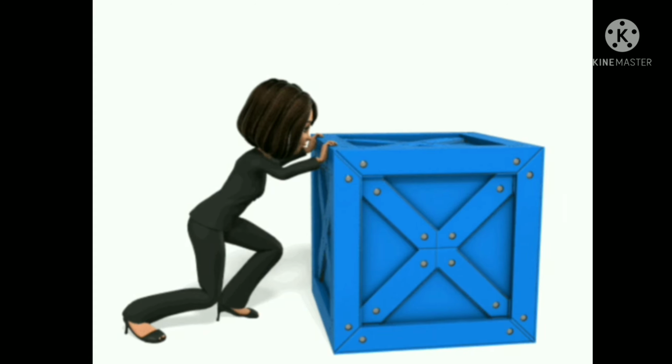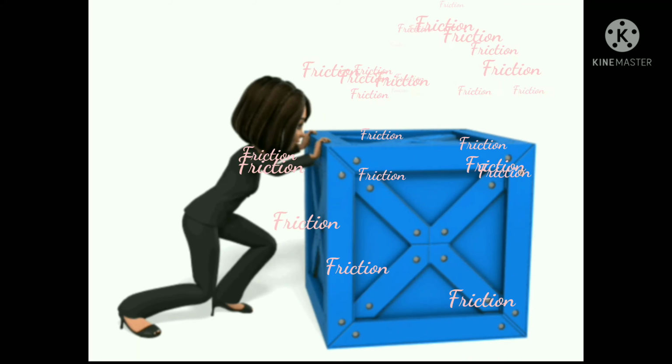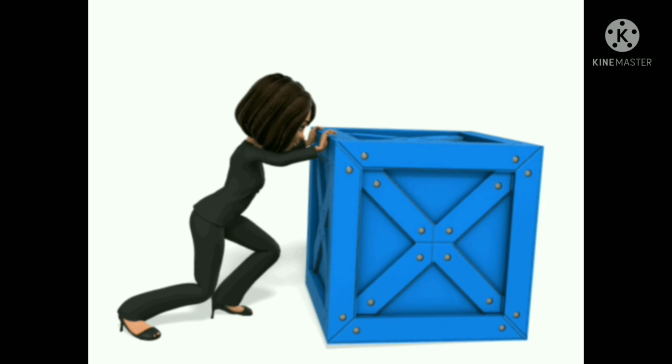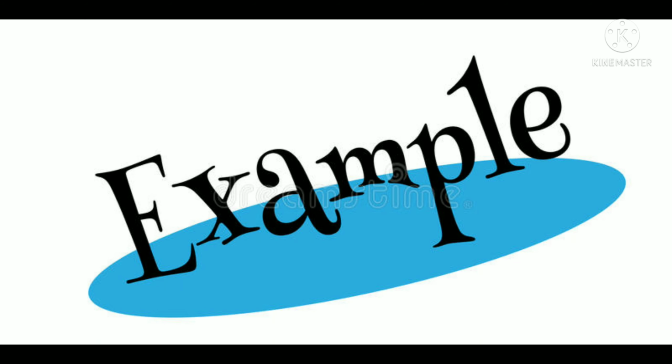This natural force between the floor and the bottom of the box which opposes the motion of the box on the floor is friction. So the force of friction acts opposite to the direction in which an object moves. For example, a ball rolling along the ground gradually slows down and finally comes to rest due to the force of friction between the surface of the ball and the surface of the ground that opposes the motion of the ball, which brings the moving ball to rest.